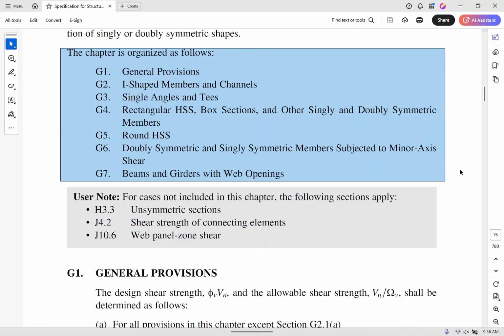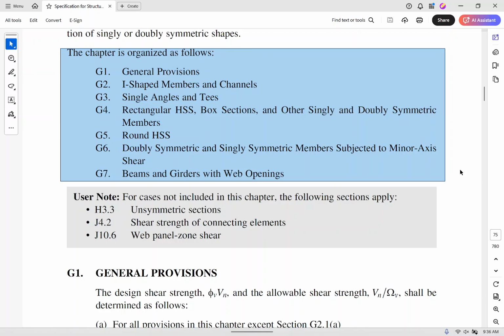Let's just digest what's going on here. Let's look at everything past G2. Do we need to worry about this? What about G3? Do we need to worry about G3 for this problem? No, that's for angles and T-shapes. We're looking at a rolled W shape. What about G4 or G5? Nope, that's square tubes, circular tubes, rectangular tubes. You don't have to worry about that.